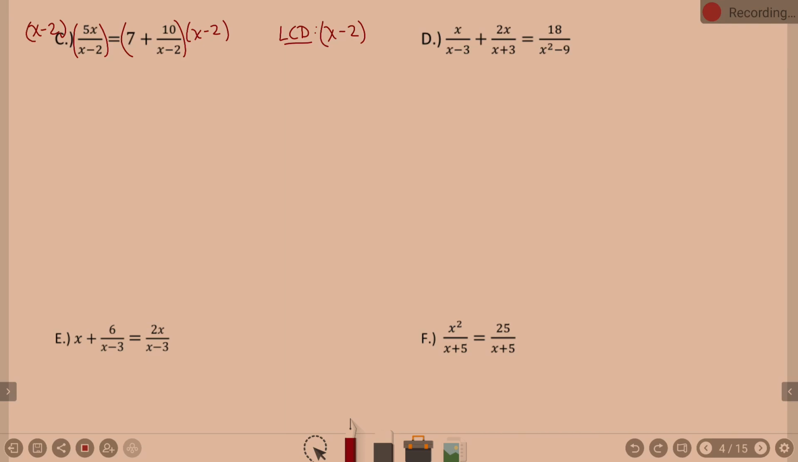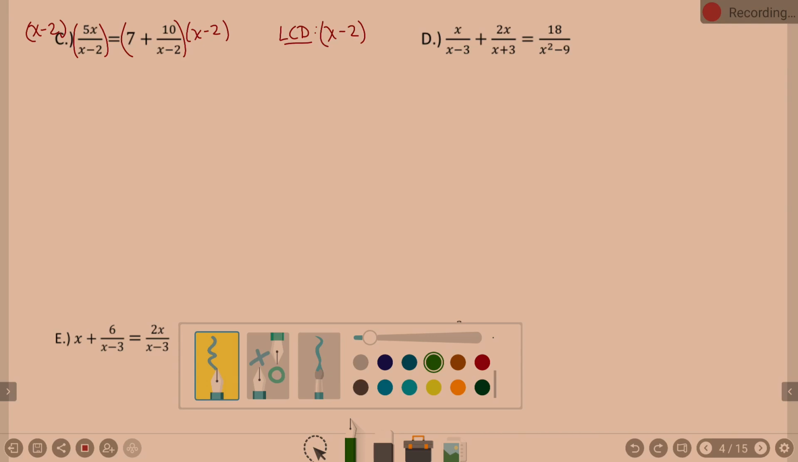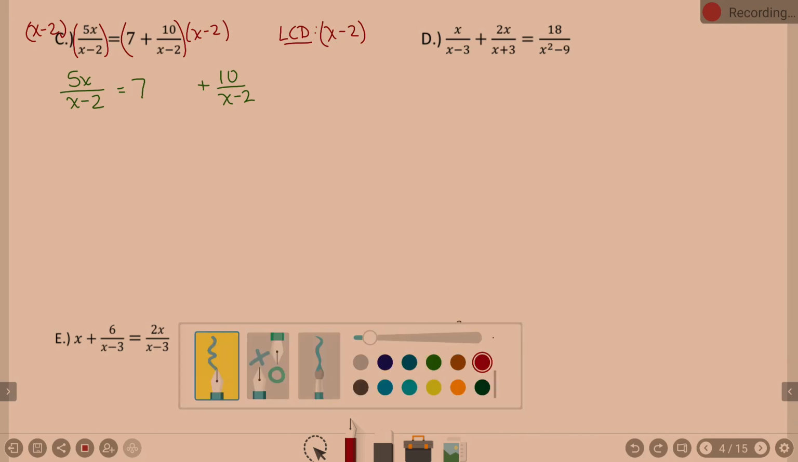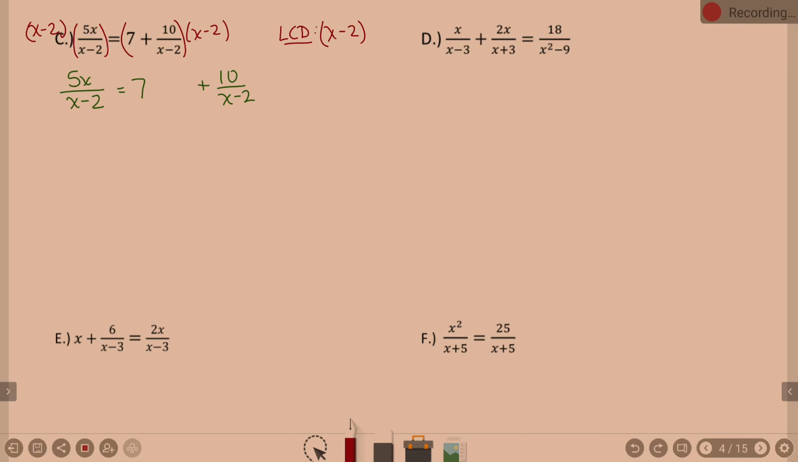Okay, so we're going to have 5x over x minus 2, and I'll multiply that. We're going to have 7 and the x minus 2, plus I'm going to have the 10 over x minus 2. Okay, I left space next to each piece to write in an x minus 2. So when I multiply x minus 2 times this fraction, I'm going to make it x minus 2 over 1.